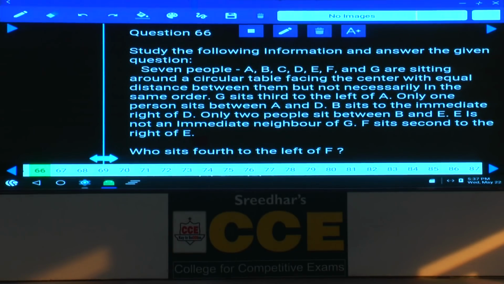Paper number 376. Questions number 66 to 70. It is based on seating arrangement.